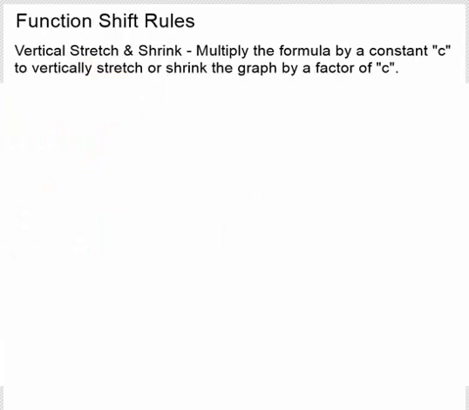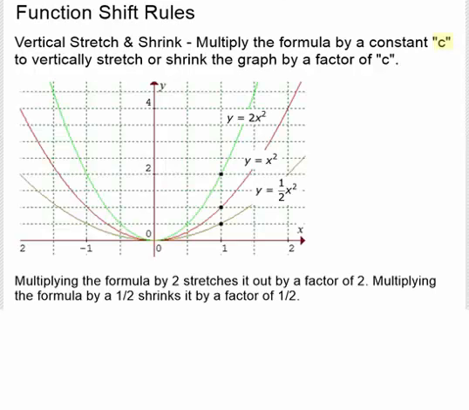We can vertically stretch or shrink the graph of a function by multiplying the formula by some constant c. And here's a nice simple example. I have the function y equal x squared graphed here in red, and I also have a function where I've multiplied the formula x squared by 2 and also multiplied the formula by a half. When we multiply the formula by 2, the graph is vertically stretched by a factor of 2. Instead of the point (1, 1), we get the point (1, 2).